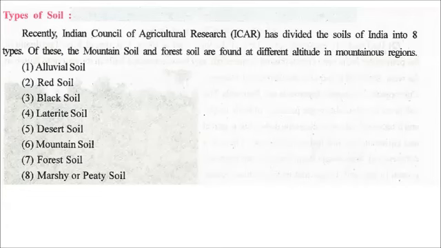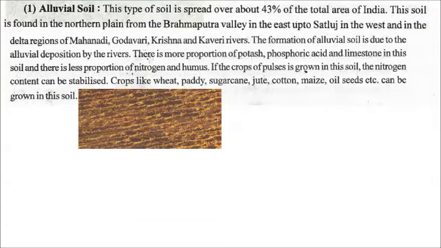Alluvial soil. This type of soil is spread over about 43% of the total area of India. So that's your objective, 43%, very important. So 43% of our total land area of India has alluvial soil. This soil is found in the northern plain from Brahmaputra Valley in the east till Satluj in the west, and in the delta regions of Mahanadi, Godavari, Krishna and Kaveri rivers.